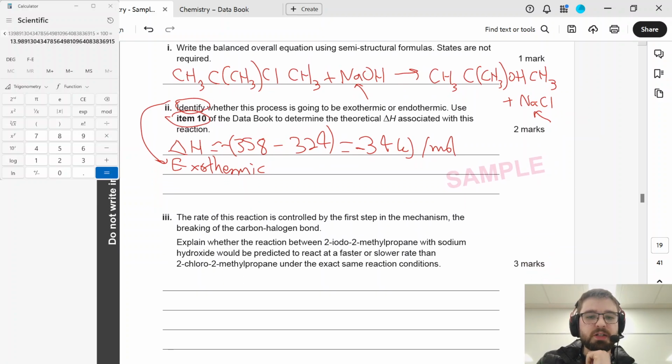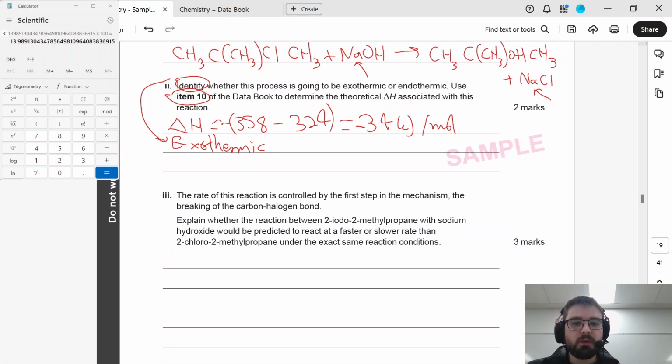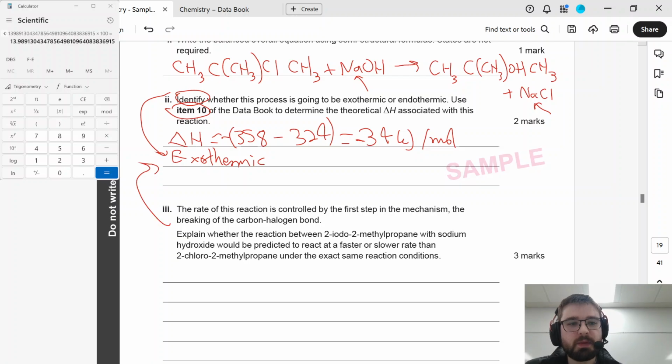The rate of this reaction is controlled by the first step in the mechanism. Oh man, this is cool. I like this. The rate of this reaction is controlled by the first step in the mechanism, the breaking of the carbon-halogen bond. That makes sense. Explain whether the reaction between 2-iodo-2-methylpropane with sodium hydroxide would be predicted to react at a faster or slower rate than 2-chloro-2-methylpropane under the exact same reaction conditions. So you might say, well, what am I supposed to do there? So the difference is just, this is actually linking back to 2. They're trying to scaffold the answer for you.